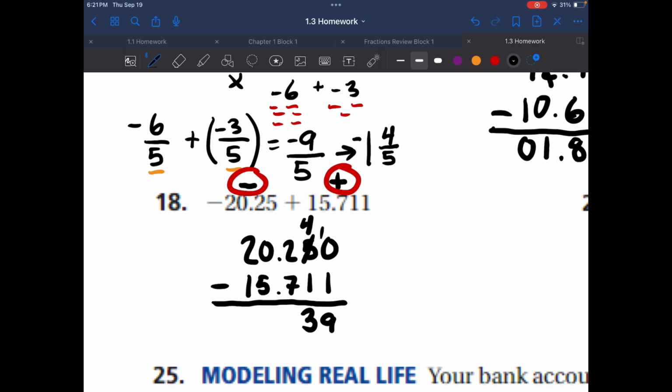Can't do that, but I have to borrow again. And I can't do 0, so I got to go all the way over to 2. This becomes 10, but now I need to borrow, so I'm going to actually make it 9. Then I can make that 12. 12 minus 7 is 5. There it is. Add my decimal point. 9 minus 5 is 4. And my 1 minus 1 is 0. So I get a value of 4.539. I look back. What was my bigger value to begin with? It was a negative value to begin with. So my answer should be negative.